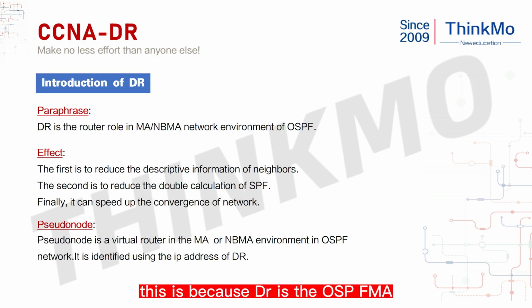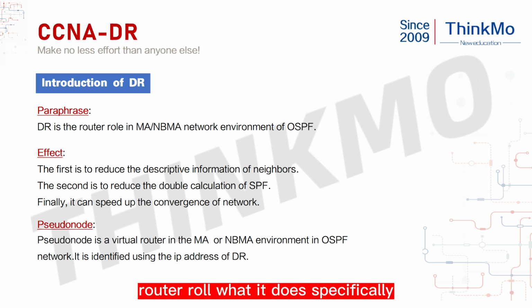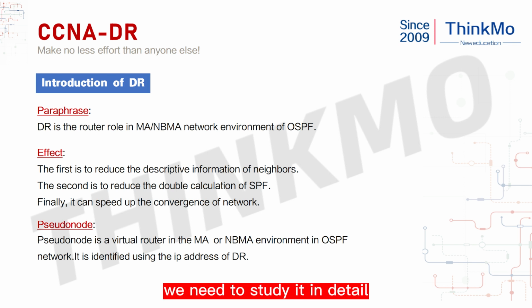DR is a router role in OSPF MA, or NBMA, environments. What it does specifically, we went through in a simple description in the last video. So why can't the DR be preempted? We need to study it in detail.